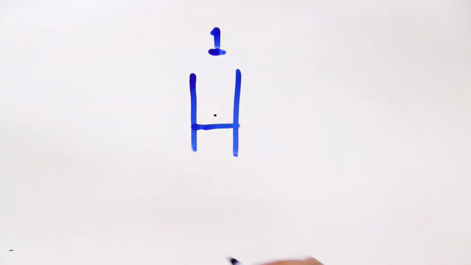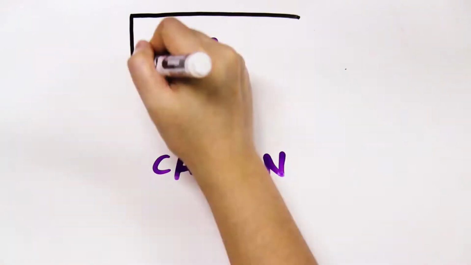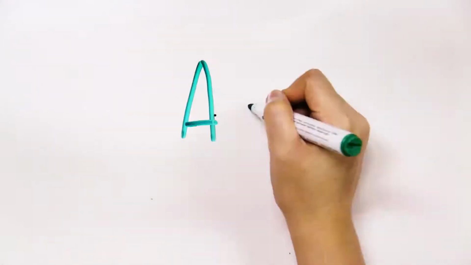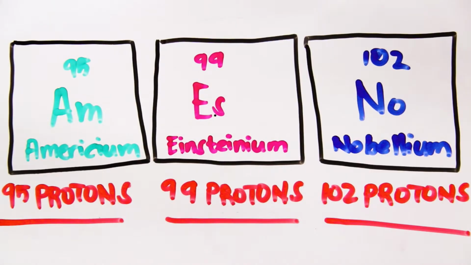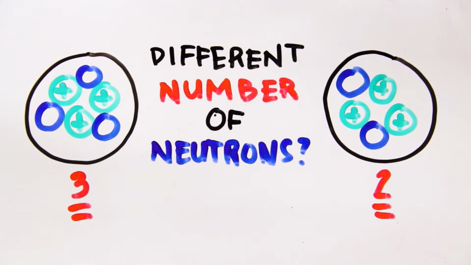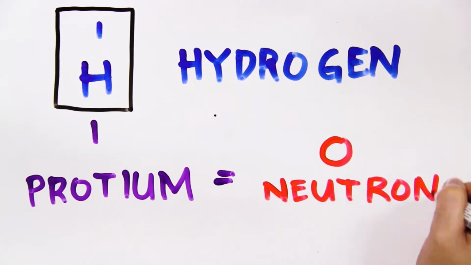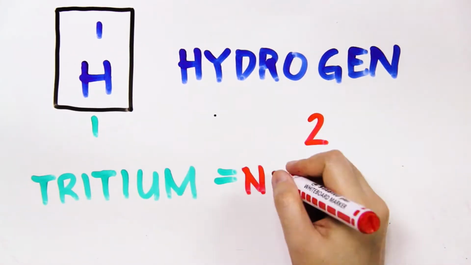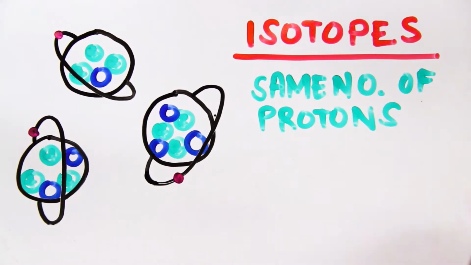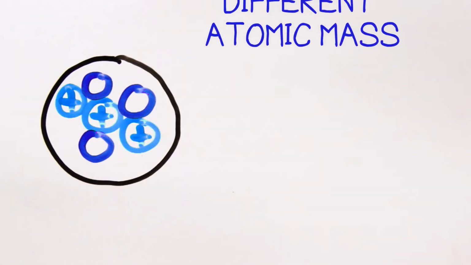For example, hydrogen is made up of 1 proton. Helium has 2 protons. Carbon has 6 and oxygen has 8. Silver has 47 and gold has 79, and so on and so forth. But what about atoms with different numbers of neutrons? Well, if we take a hydrogen atom and take out all the neutrons, we get protium. Add 1 neutron, we get deuterium. Add another one, we get tritium. These variations are called isotopes, where atoms with the same proton have different numbers of neutrons. In other words, they have different atomic mass.